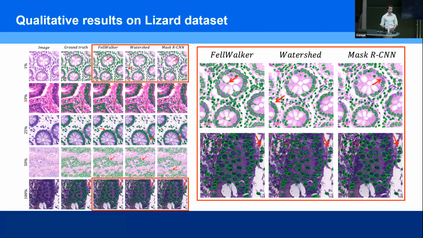If you look in the middle at the top, at the watershed algorithm's output, you can see the borders are not very satisfactorily segmented. In fact, they're always under-segmented. And this actually stays even when you use 100% of the data. So this isn't a problem to do with the data. It's a problem to do with the algorithm itself. Now, the Fell-Walker is actually a type of watershed algorithm, and it doesn't suffer from the same problem.